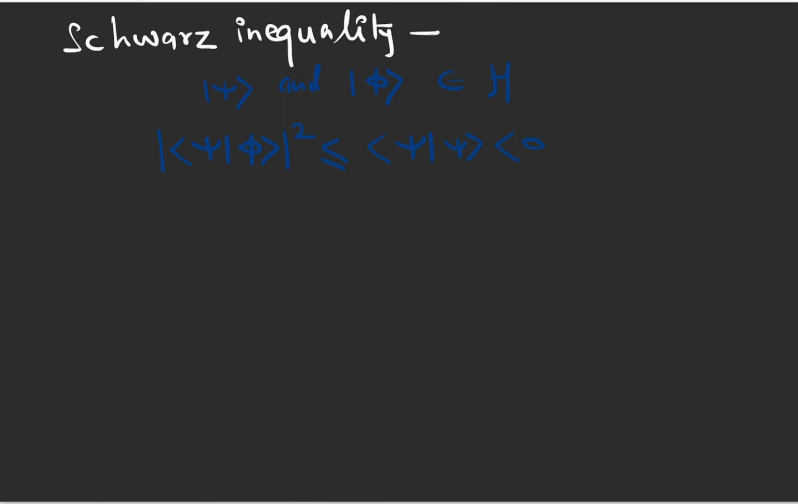Next, Schwarz inequality. For any two states, ket psi and ket phi of the Hilbert space, we can show that norm square of bracket psi phi is always less than or equal to bracket psi psi and bracket phi with phi.